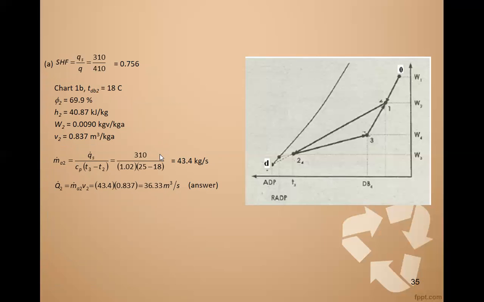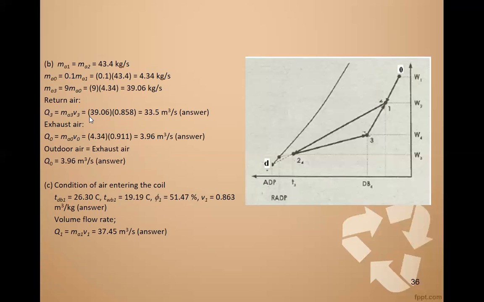Letter B. M sub A1 is equal to M sub A2, which is 43.4. So, M sub A0 is equal to 0.1 times MA1, which is 0.1 times 43.4, or 4.34 kilogram per second. And also MA3 is equal to 9 times MA sub O, which is 9 times 4.34, or 39.06 kilogram per second. So the return air, Q sub 3, is equal to M sub A3 times V sub 3, which is 39.06 times 0.858, or 33.5 cubic meter per second. Answer. Exhaust air is equal to Q sub O, which is M sub AO times V sub O, equal to 4.34 times 0.911, or 3.96 cubic meter per second.